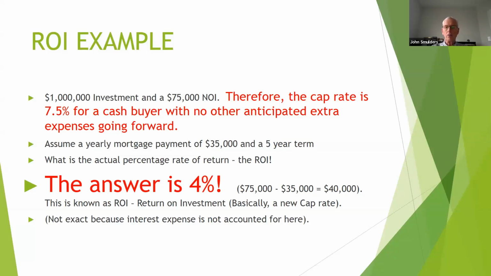But this is what buyers are doing. They're going, oh yeah, great, I've got an NOI, a $75,000 NOI. I have a 7.5% return. But what's my real return going to be? And now they're going to start to take away some extra expenses that they may have, and start to reduce the seller's NOI so they can figure out what the return on investment is.